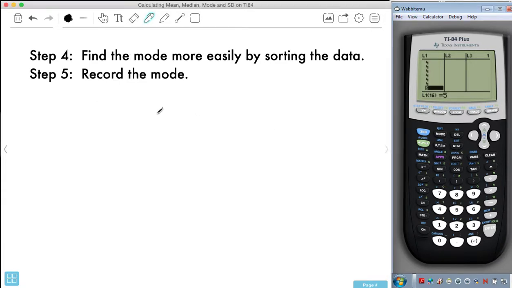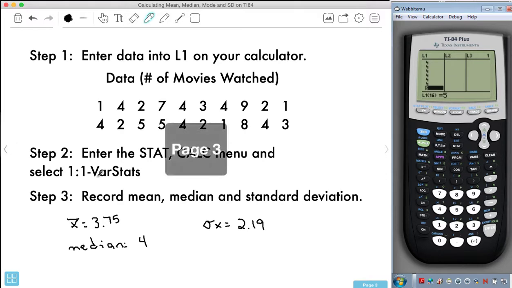So then we would record the mode. I'm going to do that on the previous slide. I could write mode is 4. The mode does not always equal your median. It just depends on the data that you're working on.